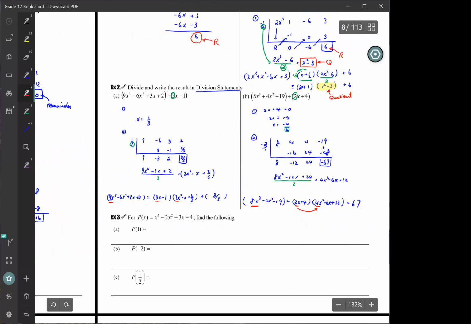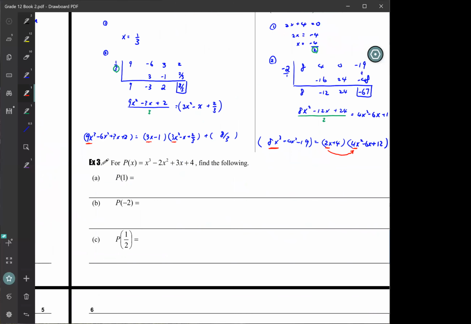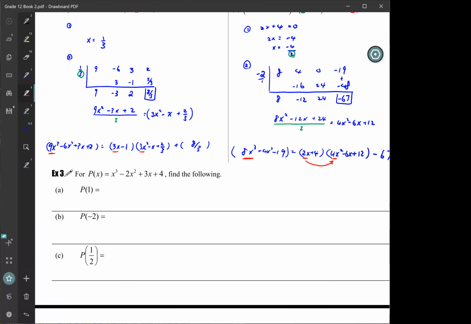Okay, so that's how you divide using synthetic, because we'll be using synthetic for the rest of the chapter. And if you do long division, it takes much longer and a lot more space. Okay, question 3 is pretty straightforward. This one is just kind of like a function. If you remember, when you see f of x, and they want you to find f of 1, that means you sub in the 1 into the x. So p of x is similar to having a function.